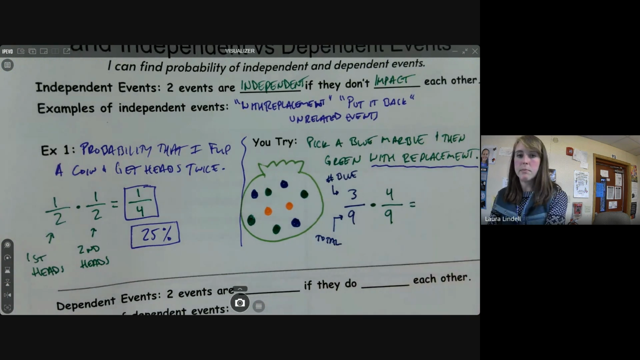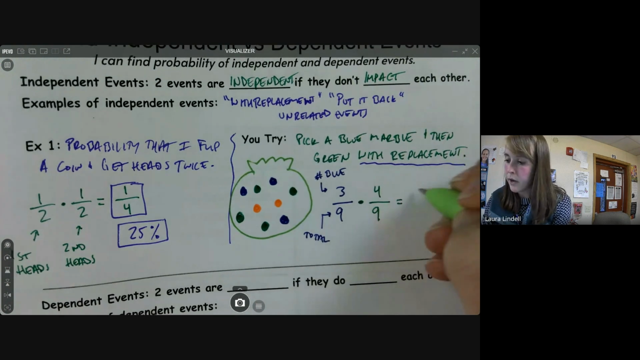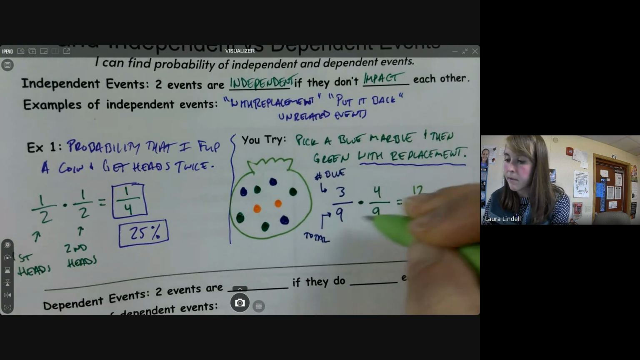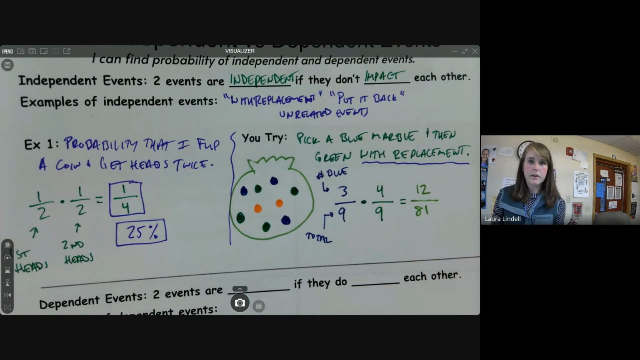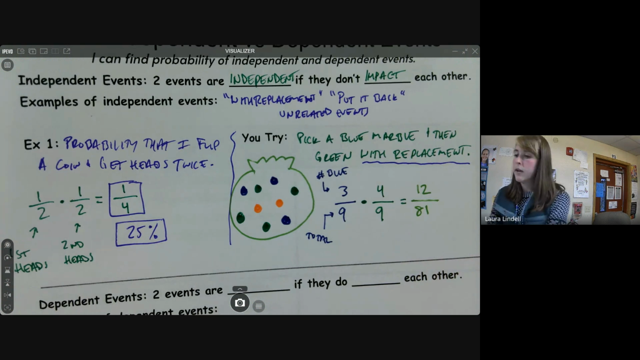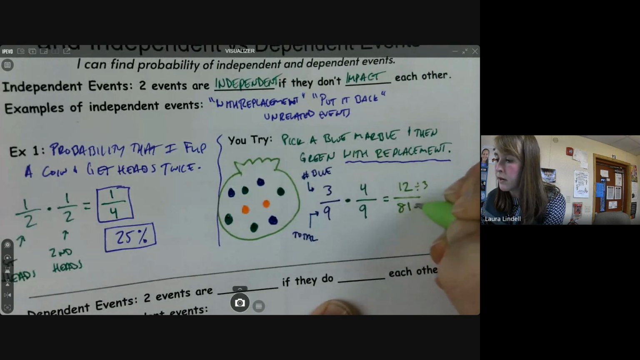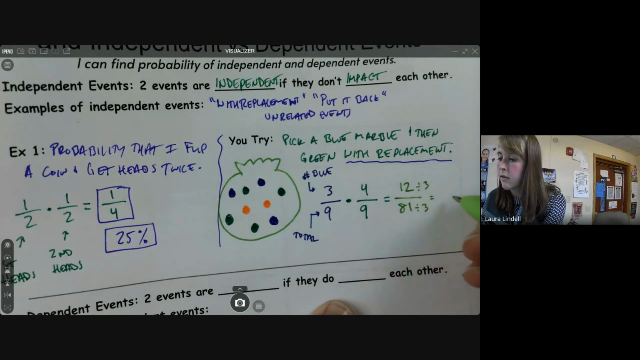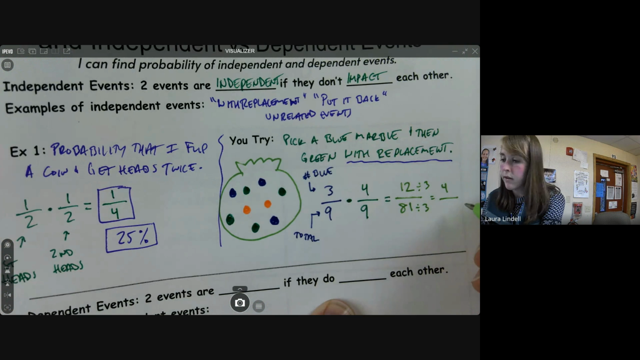So then we're going to multiply these fractions again. 3 times 4 is 12. 9 times 9 is 81. This fraction does reduce. Both of these are divisible by 3. If I go 12 divided by 3 and 81 divided by 3, 12 divided by 3 is 4. 81 divided by 3 is 27.